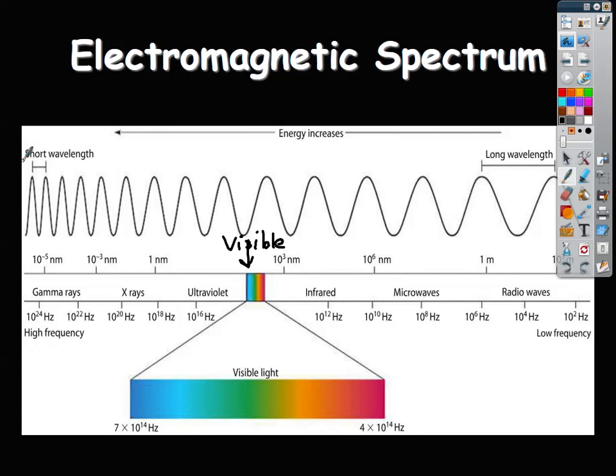Gamma is, as you can see, the shortest wavelength, but it's the highest frequency and highest energy. So energy and frequency go together. Wavelength is opposite of those. So gamma is the highest energy, highest frequency, shortest wavelength. Radio waves, on the other end, have the longest wavelength, but the smallest frequency and therefore the smallest energy as well.